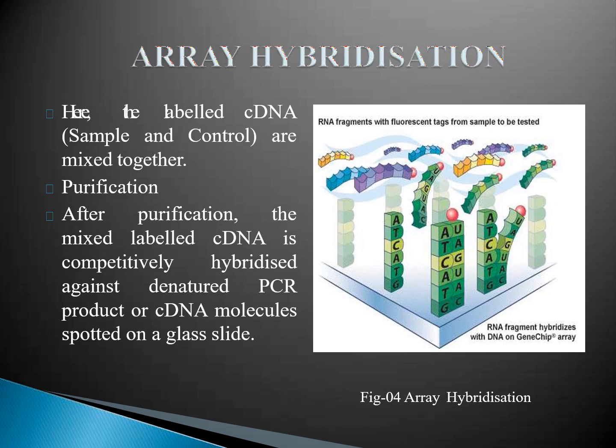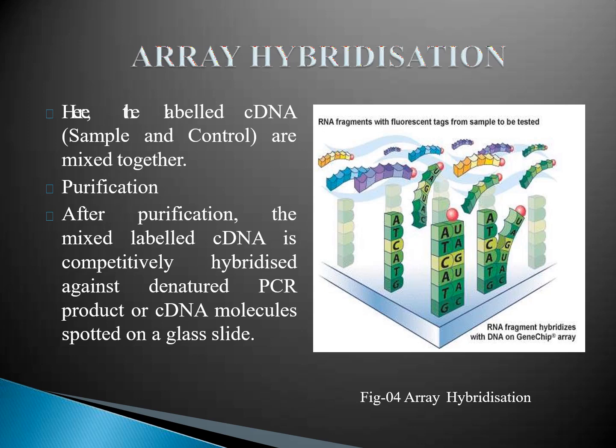Then array hybridization. Now here the labeled DNA, that is cDNA, from sample as well as control, are mixed together. After mixing, they are purified, and after purification, the mixed labeled cDNA is competitively hybridized against denatured PCR product or cDNA molecule spotted on the glass slide.